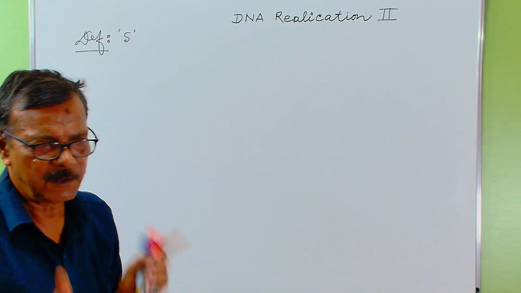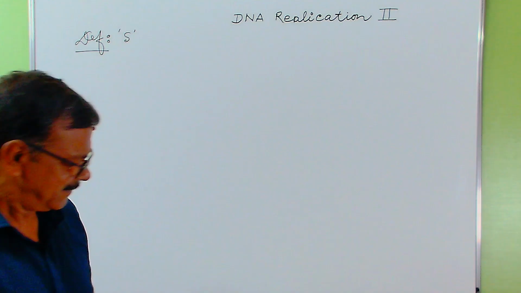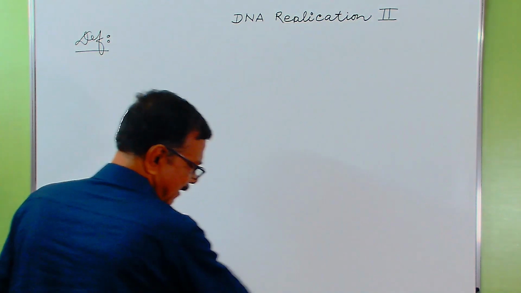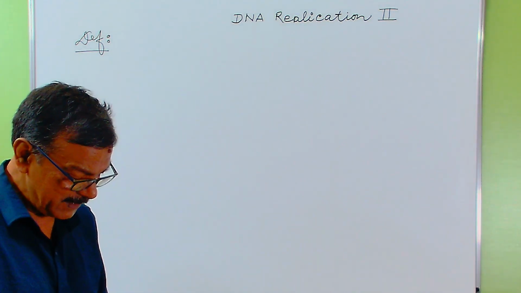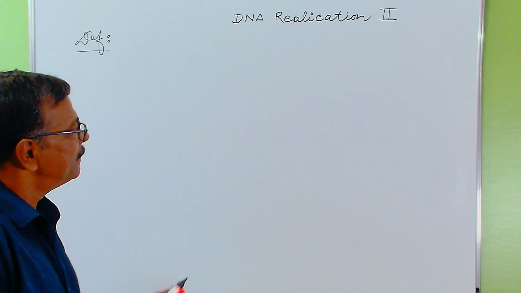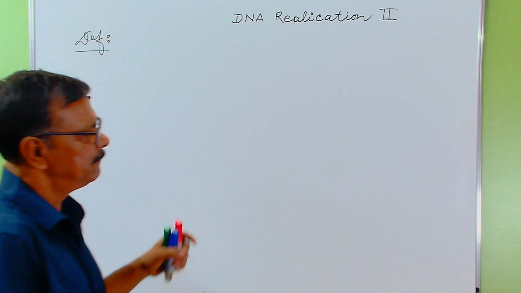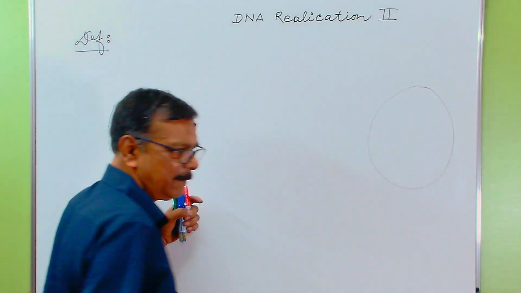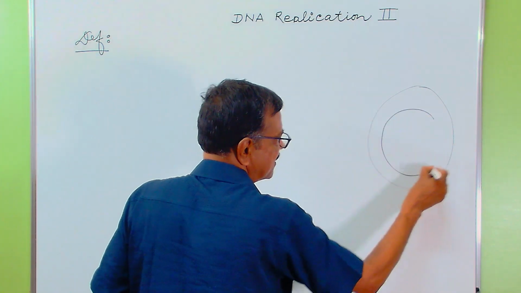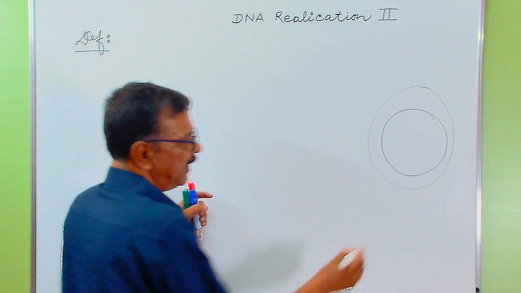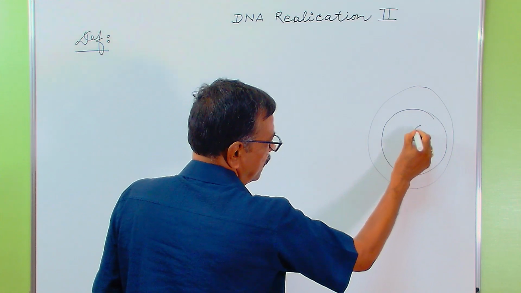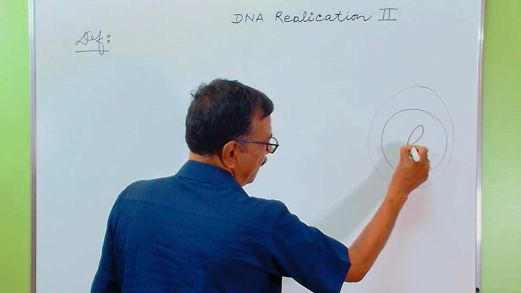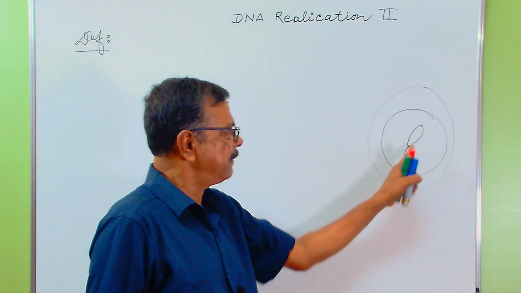Now we will start with the main process of DNA replication. Still we have not entered. Now we see what happens. Where is the DNA located? In the cell, we have the nucleus. In the nucleus, we have chromosomes. Chromosomes remain covered by a membrane.